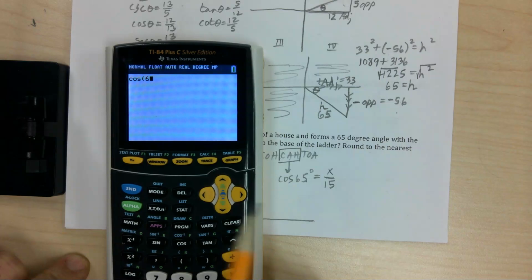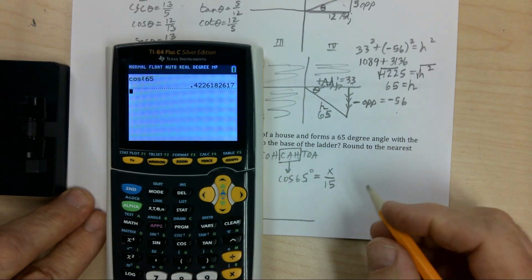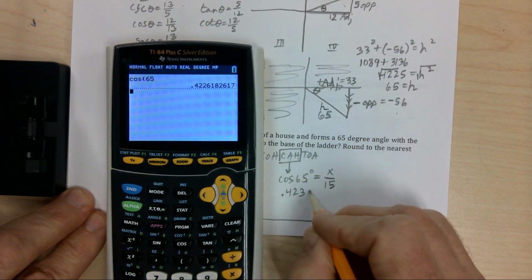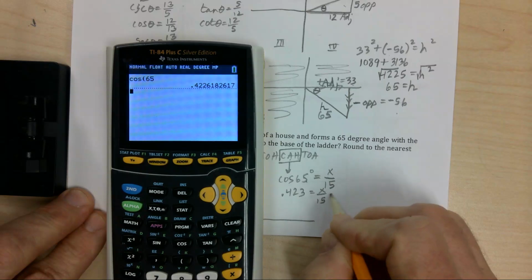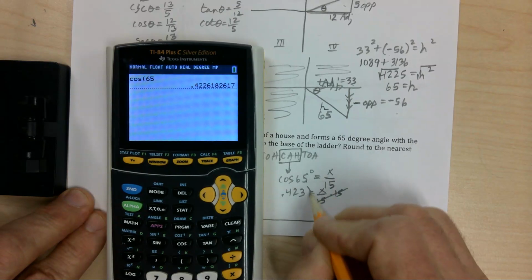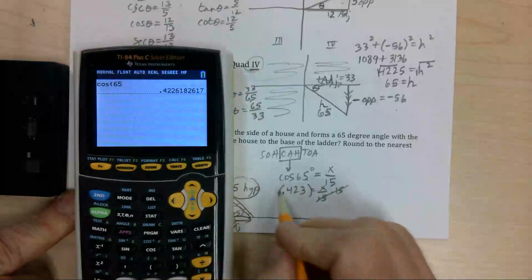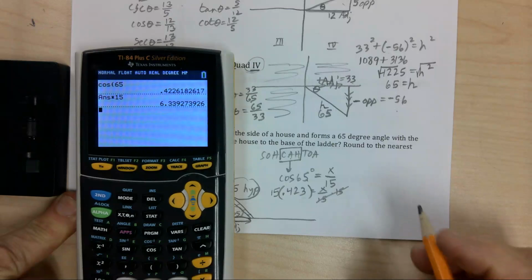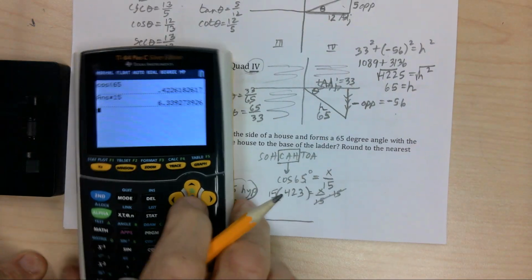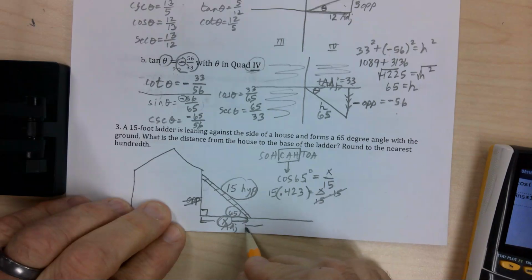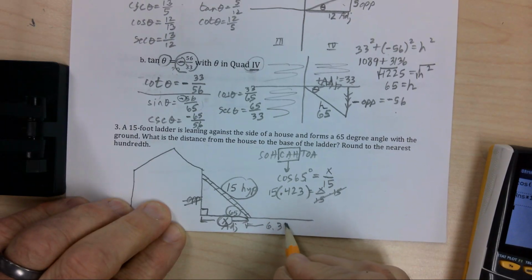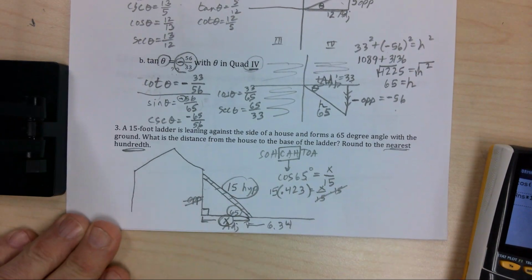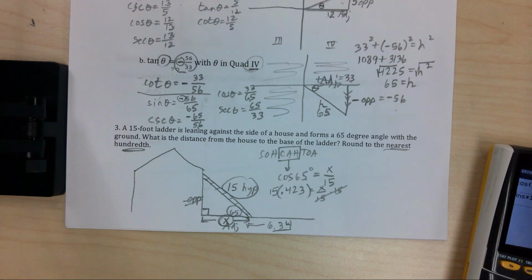And cosine of 65 degrees gives us this nice decimal, 0.42. I'll round it a little bit, 0.423 equals x over 15, multiply by 15, multiply by 15, and voila, 6.34 would be our distance there along the ground. To the nearest hundredth, I got lucky, so there you go.